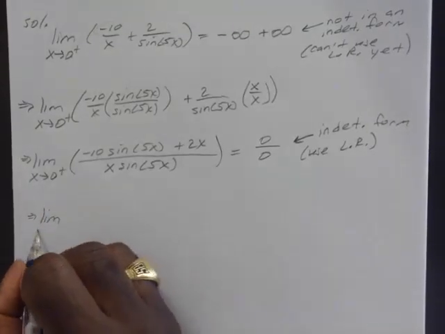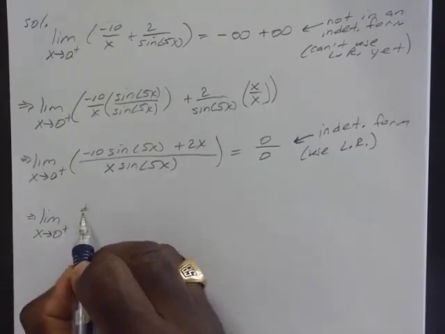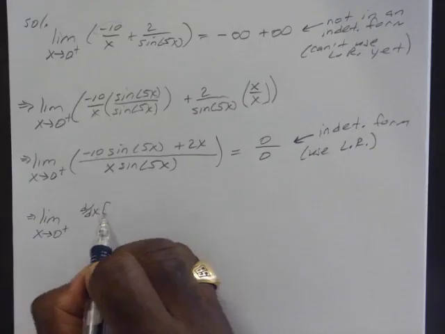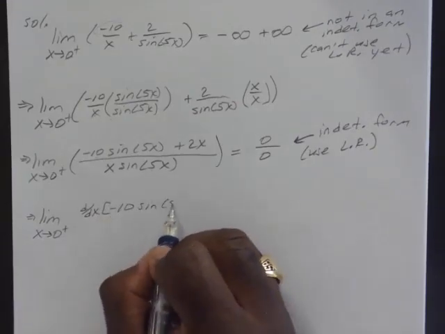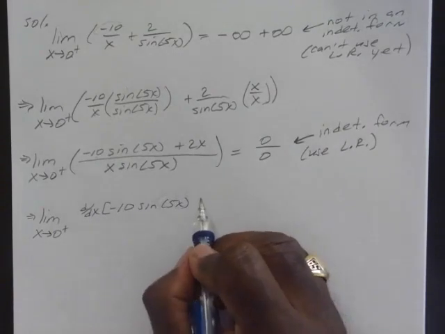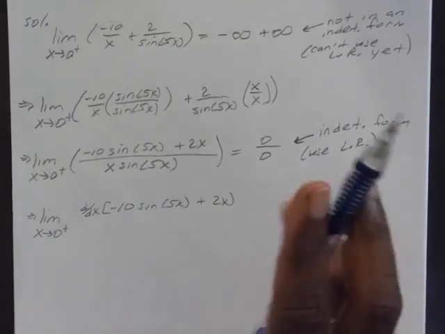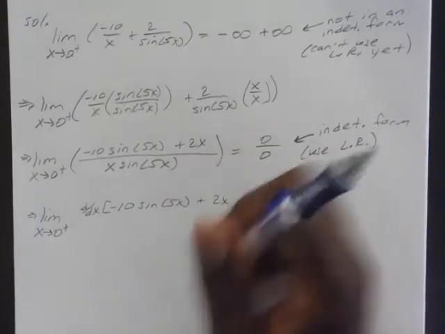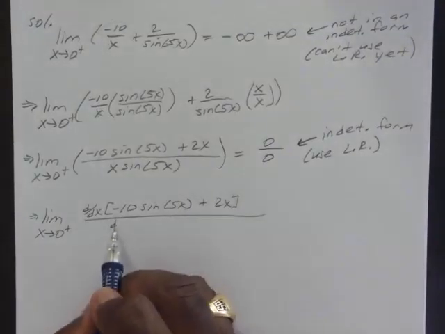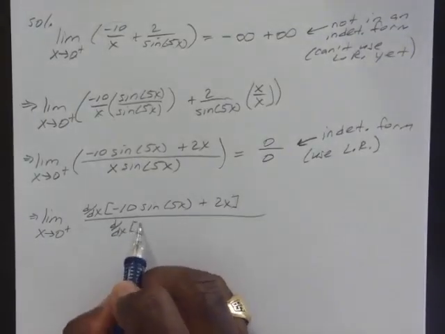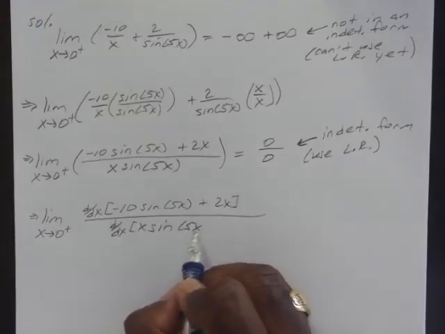So we have the limit as x approaches 0 from the right of the derivative of negative 10 times sine of 5x plus 2x. So let me put another bracket just so it matches up. Divided by the derivative of x times sine of 5x.